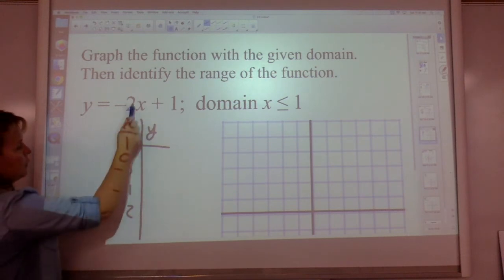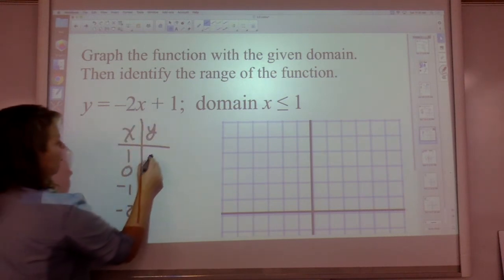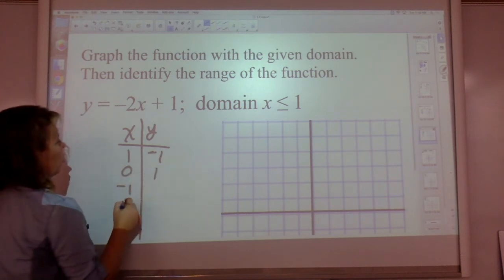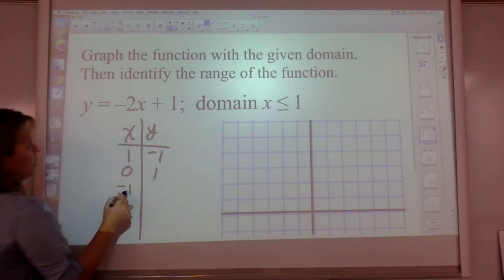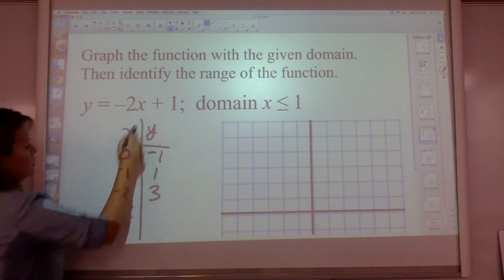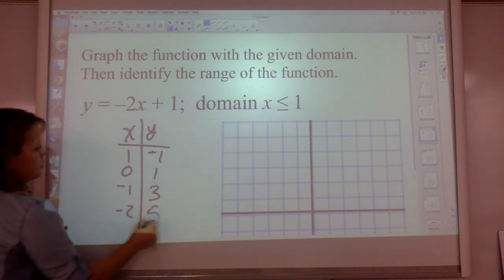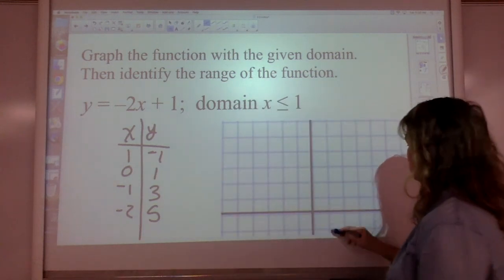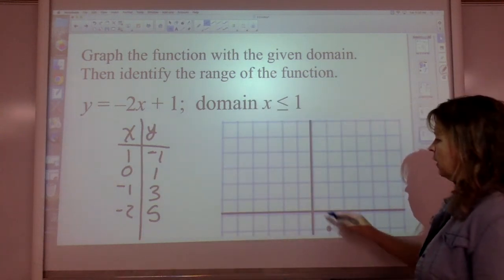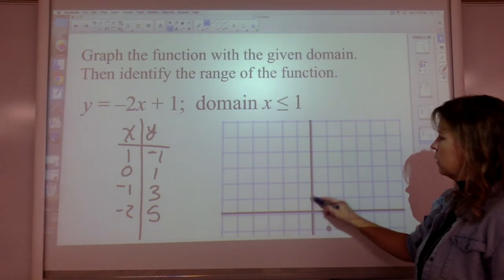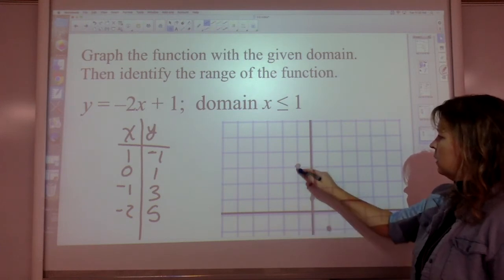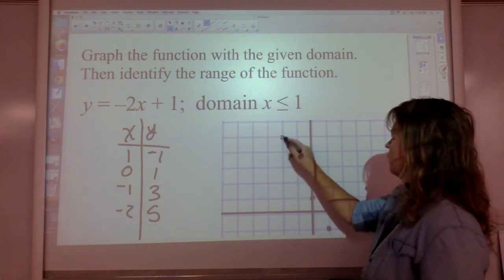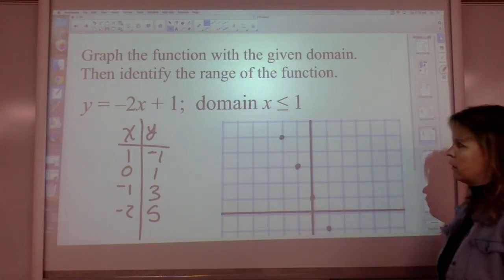-2 times 1 plus 1. Put that in. -2 times 0 plus 1. -2 times -1 plus 1. -2 times -2 plus 1. We have a little pattern again. We're going to go over 1, down 1. Over 0, up 1. Left 1, up 3. And left 2, up 5. Double check, make sure they look like they're in a row.